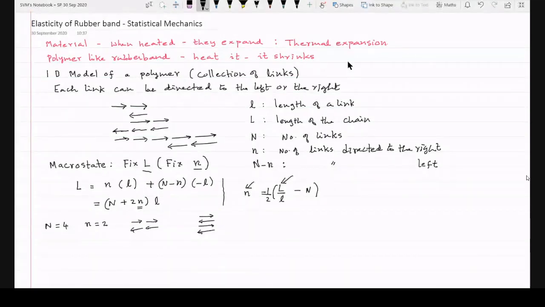This also corresponds to 2 times right and 2 times left, or you start from here, go this direction, come like this, and come like this. So you are going to have so many ways in which this can happen by fixing this capital N and small n. This is the macro state, and these are micro states. So these different possible configurations are micro states.